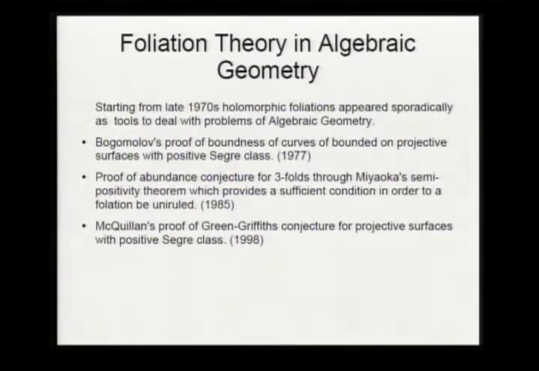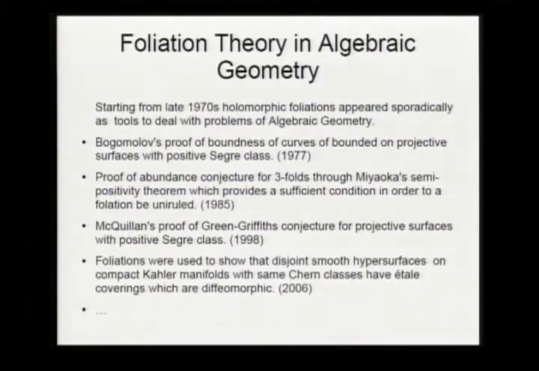There is a proof by McQuillan of the Green-Griffiths conjecture for projective surfaces with positive Segre class, which follows roughly the same lines as Bogomolov's proof, but has to deal with a lot more deep issues. And there is also a proof that disjoint smooth hypersurfaces on compact Kahler manifolds or on projective varieties having the same Chern class have essentially the same topology. More precisely, they have finite étale coverings which are diffeomorphic.